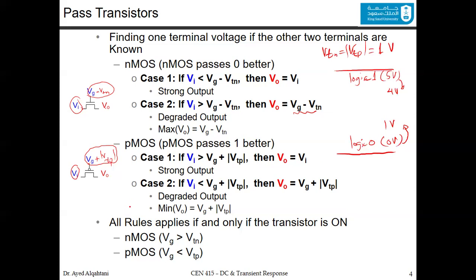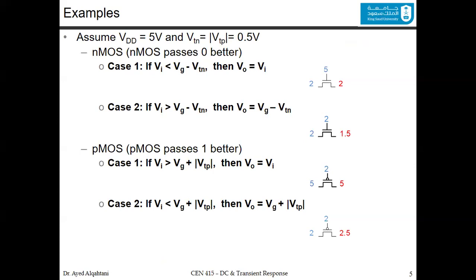So that being said, all of what we've discussed applies if and only if the transistor is on. If the transistor is off, nothing will show up in the V output. If it is on, then once you are sure it's on, you can apply these rules. To understand this better, we will give you some very simple examples, and then we will give you some hints and some exercises to understand what's going on.